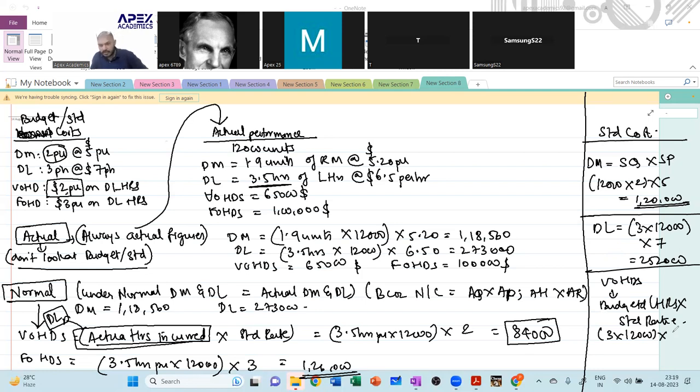It is 2 per unit. So this will be 12 3s are 36, 2s are 72,000. Now we come to our fixed overheads. Same logic, 3 hours per unit for 12,000 units.